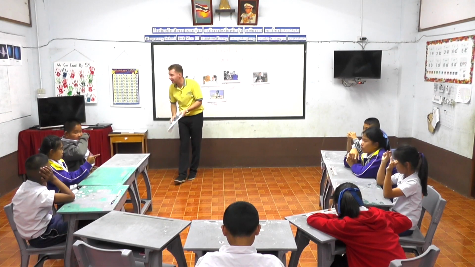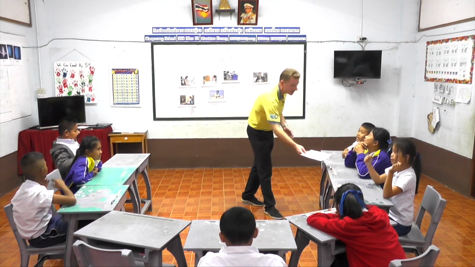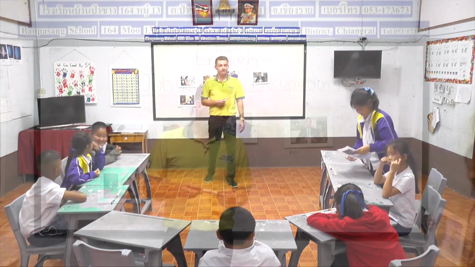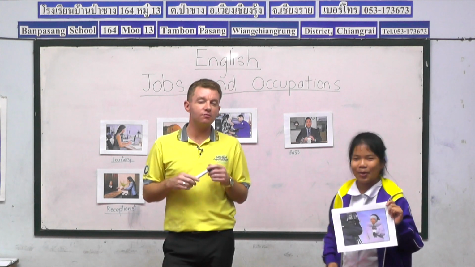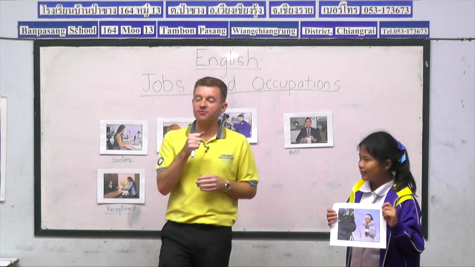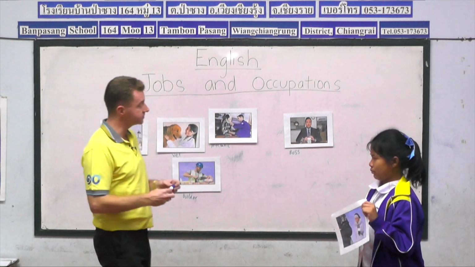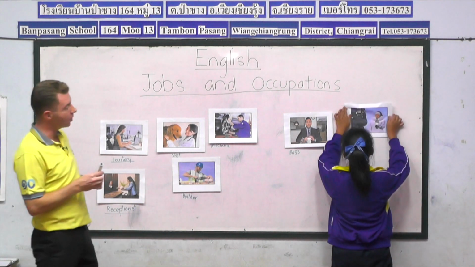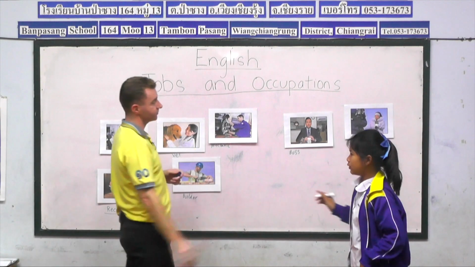Now, still a few left. Who can go next? Next can be Lakgao. So Lakgao, come and join me at the front. So who is this on Lakgao's flashcard, guys? Who's the person who finds out the stories and reports them? Speaking into a microphone, the journalist. Yes. So Lakgao, can you put the journalist onto the board and show us how to spell journalist?